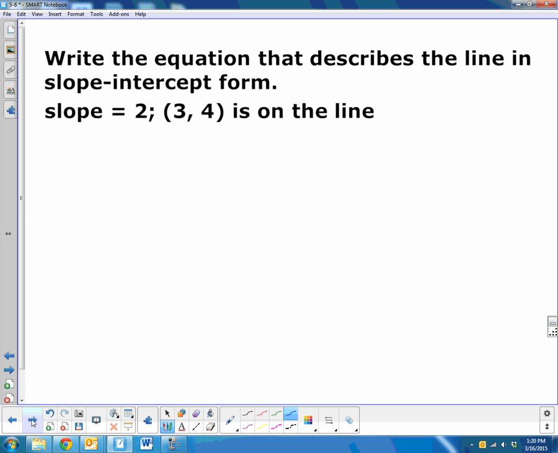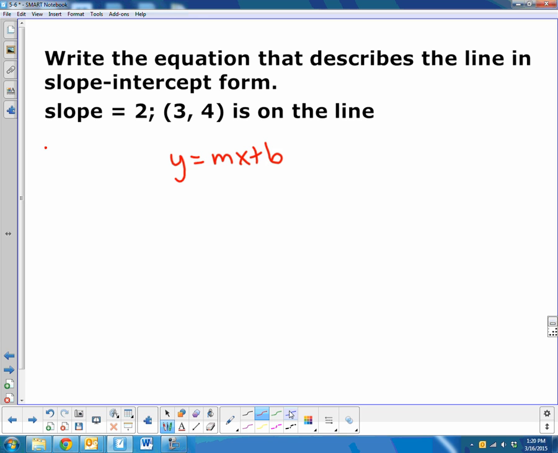Now, write the equation that describes the line in slope-intercept form. Same question, but they didn't give us the y-intercept. They gave us the slope, so that's a start, but they did not give us the y-intercept. So I'm going to write this down. I do want you to write y equals mx plus b. Please write that right there. Okay, you wrote it down. Good. We're going to fill in some of the information.